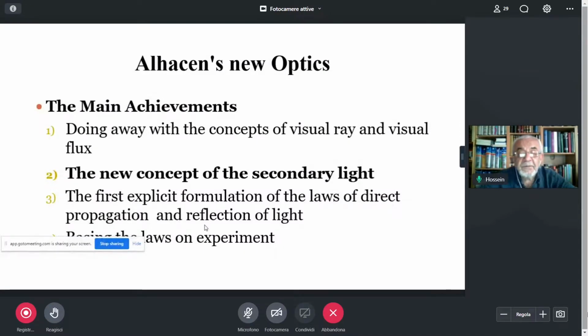As for the optics of Ibn al-Haytham, I have given a list of some of his main achievements in the Book of Optics.